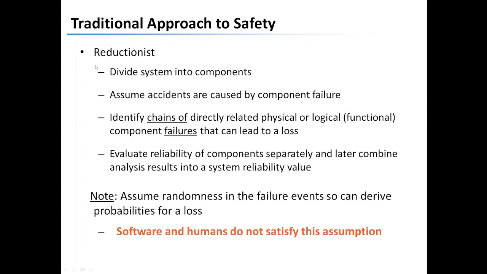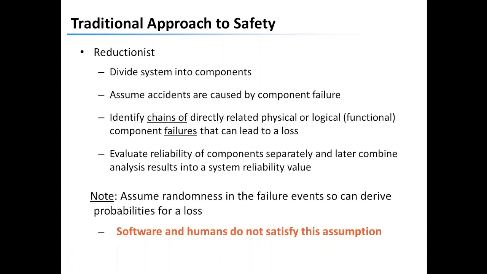And it's reductionist. What they do is you divide the system into components. You assume that the accidents are caused by component failure. You identify chains of directly related physical or logical or functional component failures that can lead to the loss, and then you evaluate the reliability of the components separately and later combine the analysis results into a system reliability value. And you've all seen this in FMEAs and fault trees if you've done safety analysis before.